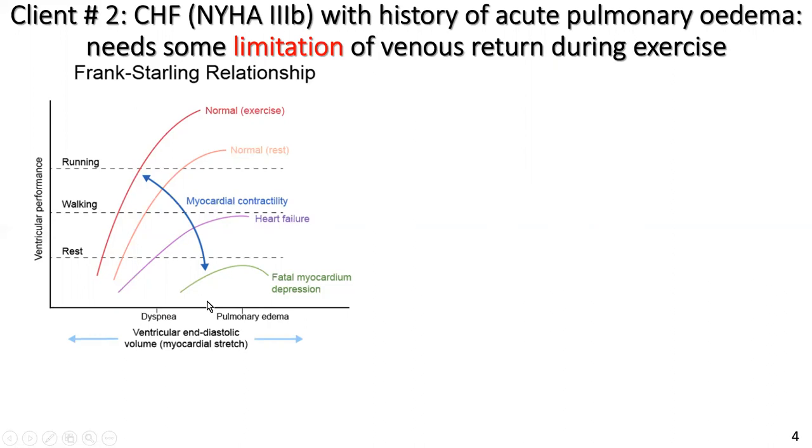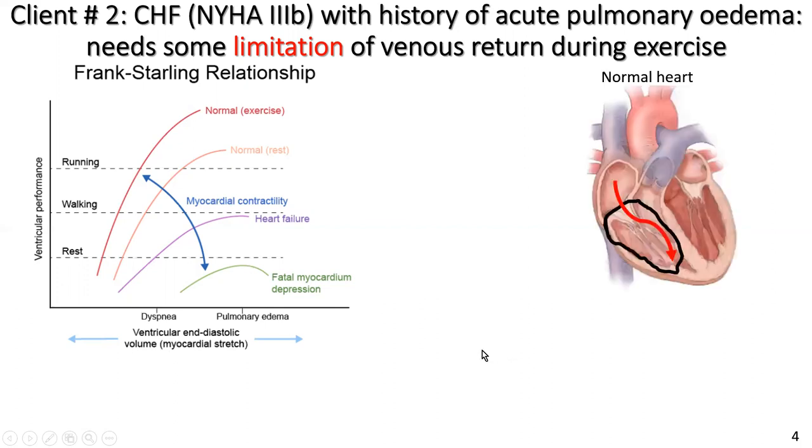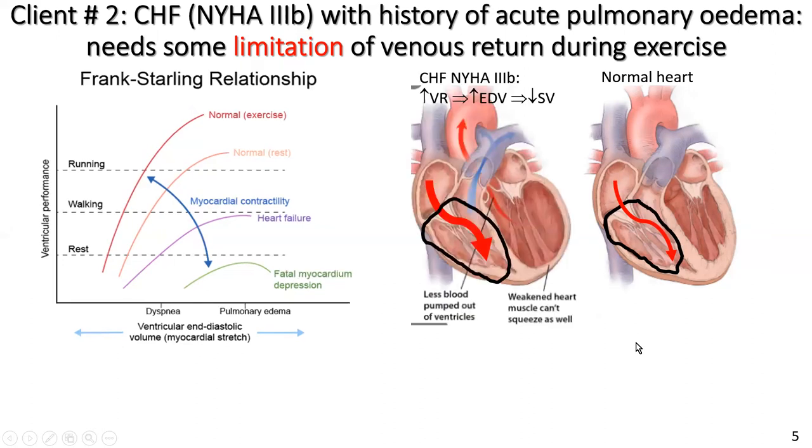Now, what we're talking about here is a client on the green graph here who has previously been hospitalized with pulmonary edema due to excessive venous return and excessive left ventricular end diastolic volume, which has put undue stretch on the myocardium and, in terms of ventricular performance, stroke volume has been reduced. Now, first of all, before I come to my client, the normal heart is just showing here, the red arrow is just venous return, and the black outline here is just showing the size of the right ventricle.